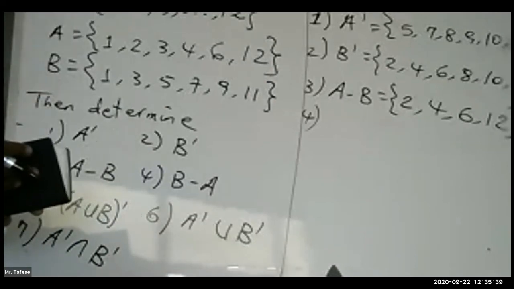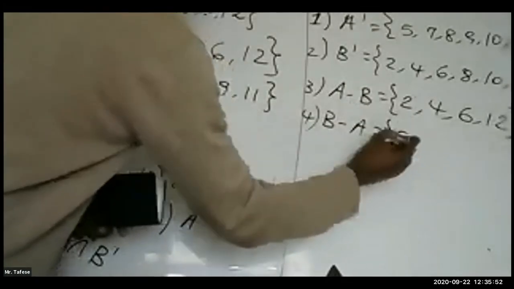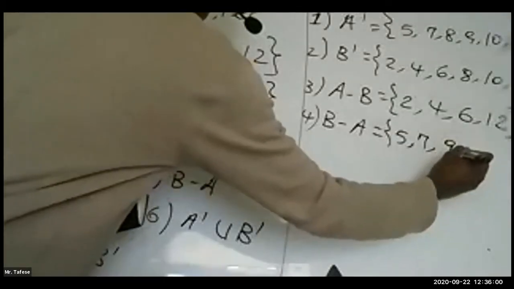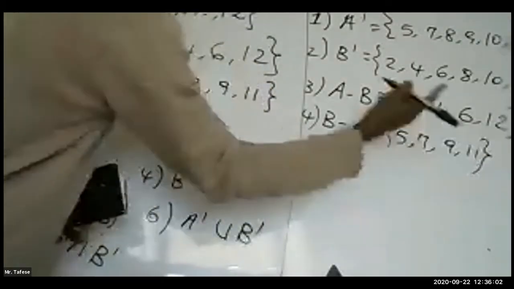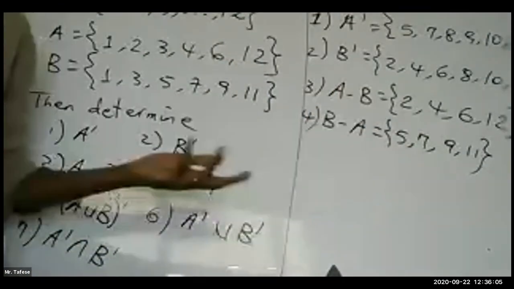B without A. Five, you are right. Five. Seven. Nine. And? 11. 11, you are right. These elements are found in B but not in A.